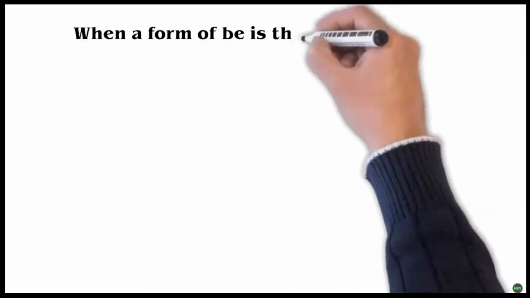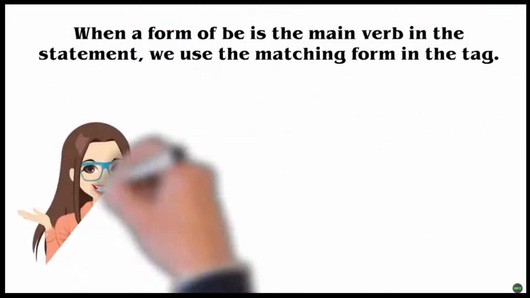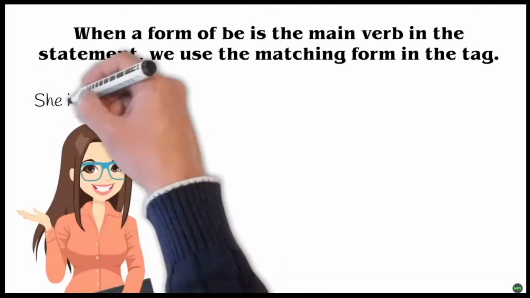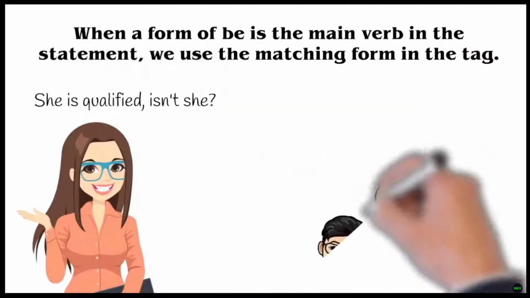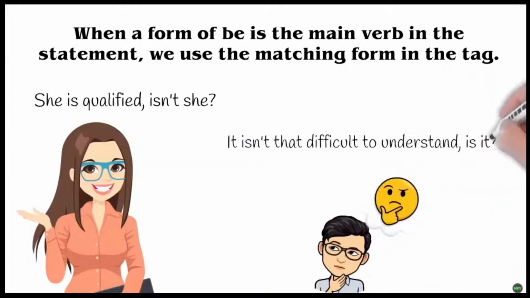When the form of be is the main verb in the statement, we use the matching form in the tag. She is qualified, isn't she? It isn't that difficult to understand, is it?